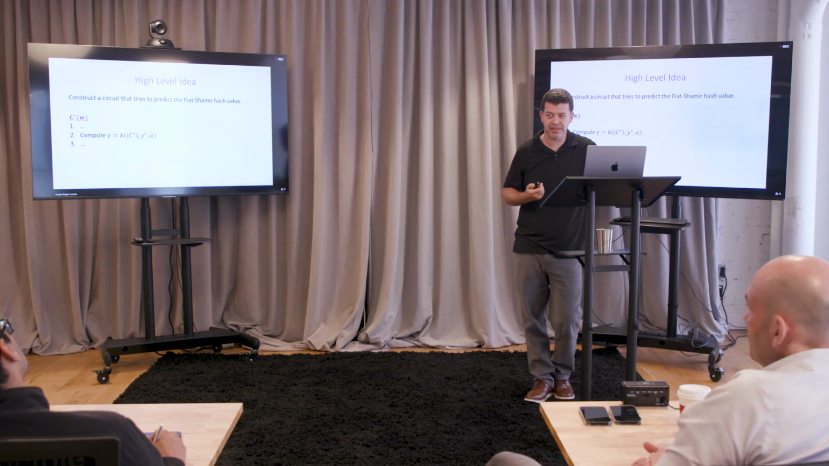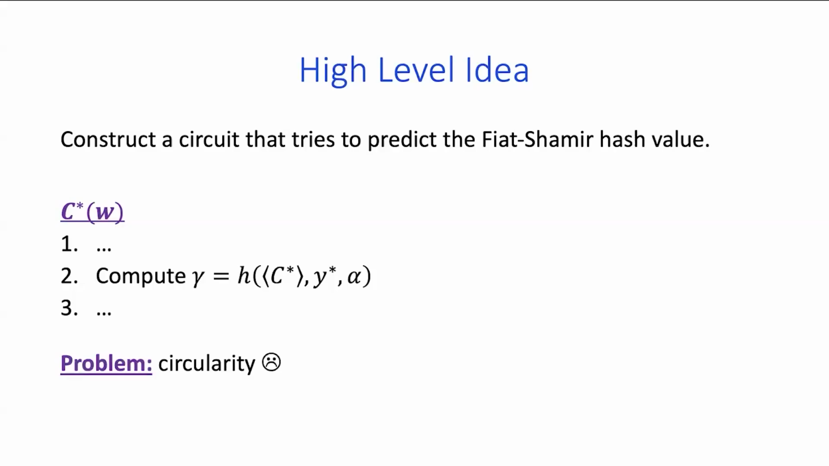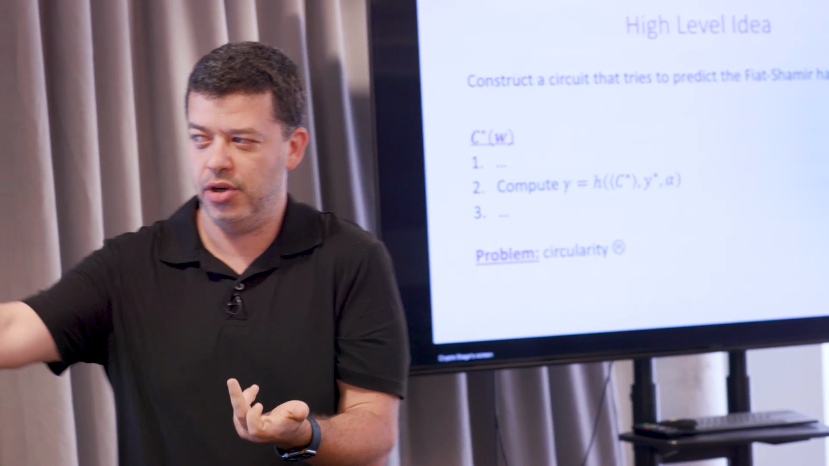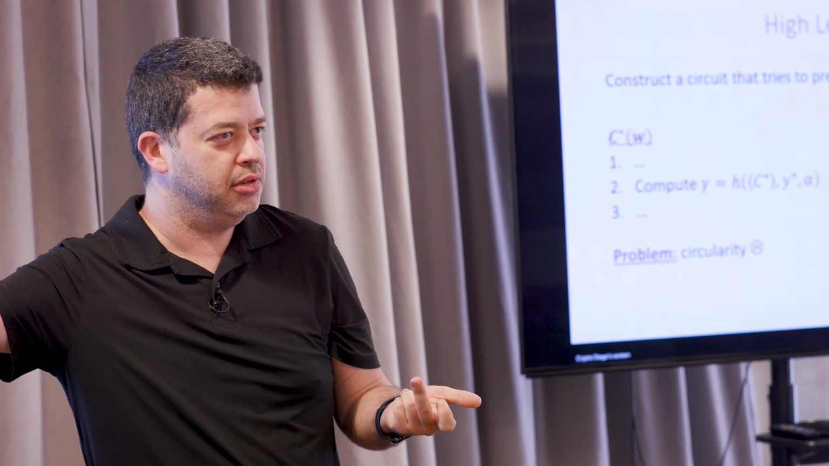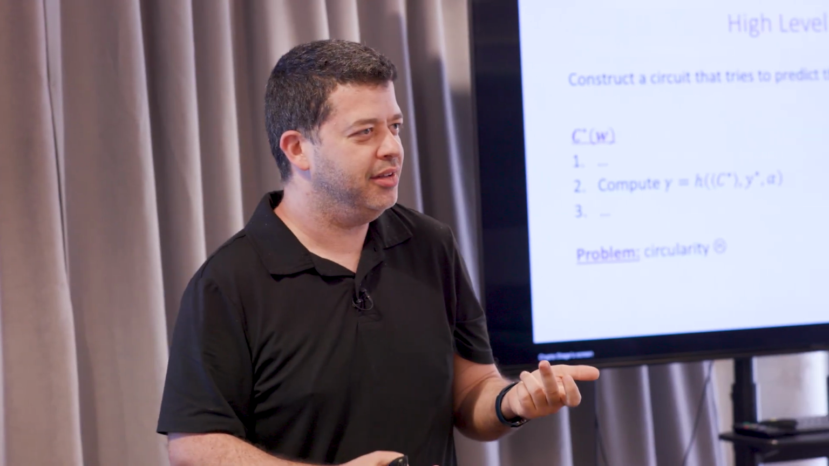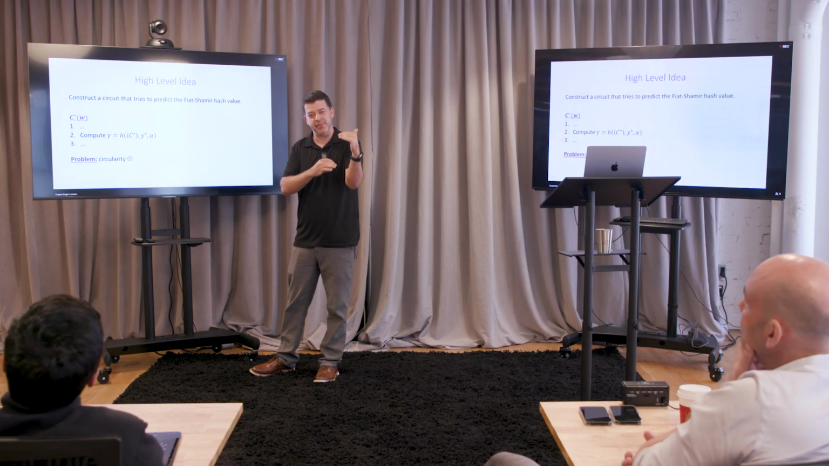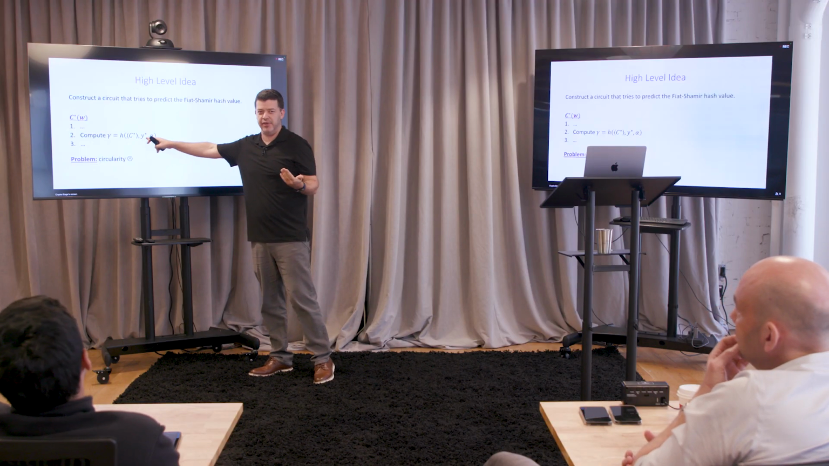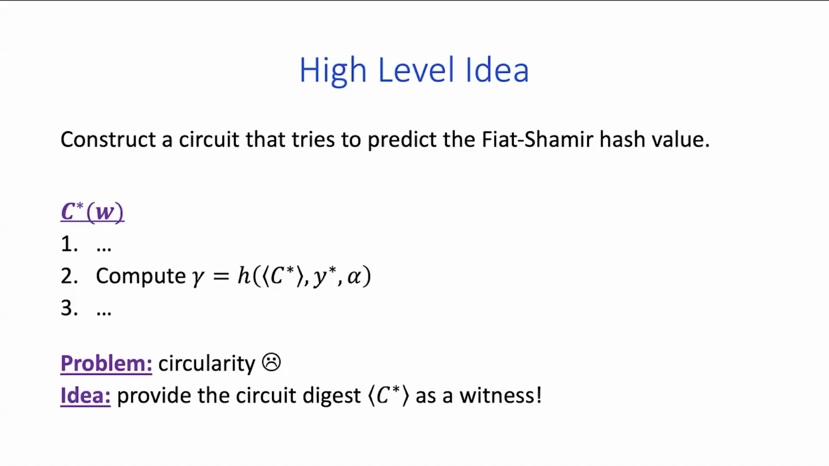And when I try to do something like that, I run into a big problem, which is circularity. In order to describe my circuit C star, in its description, I need to know its own digest. So how do I do this? Only after I finalize my circuit do I know its digest, and only then can I feed it here. So it seemed like a problem. The way we get around this problem is that rather than hard coding the circuit digest of C star inside the circuit, we're going to expect to get it as part of our witness.